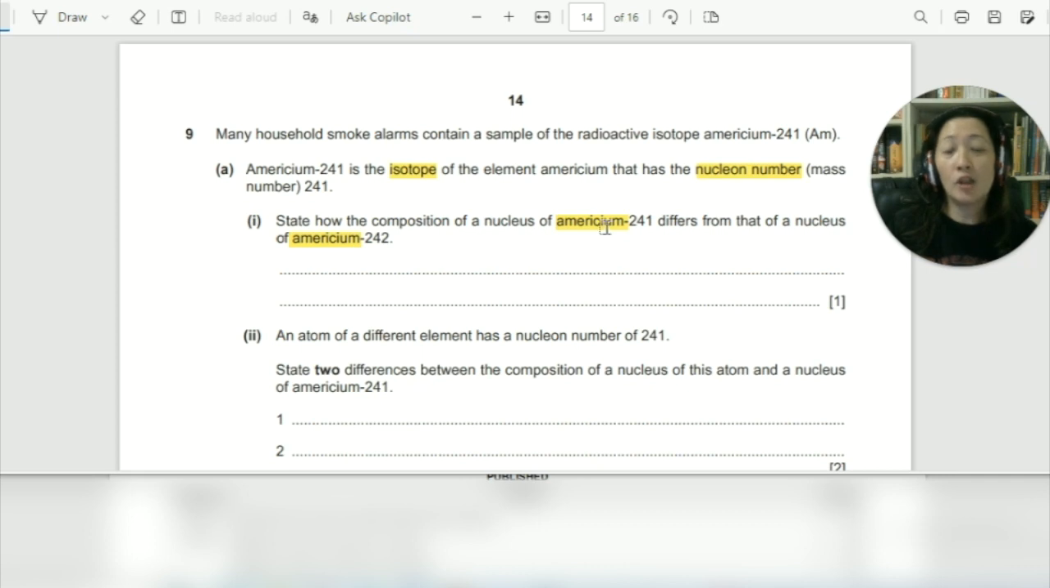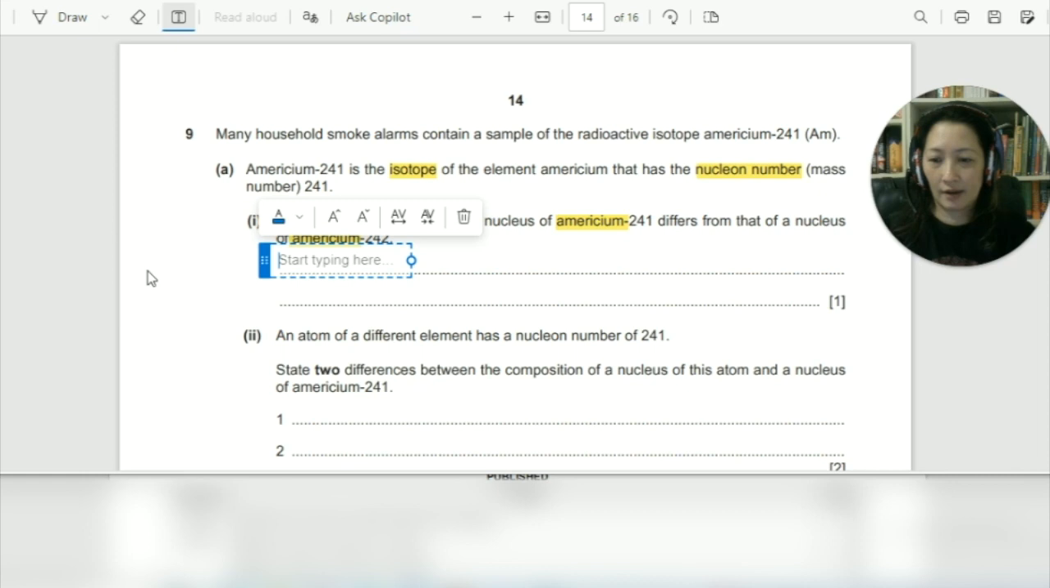When writing the answer, don't write that both have different number of nucleons, because that's not what the question is asking. Obviously, they have different number of nucleons as already given in the question. The question wants us to talk about the composition of the nucleus. So what's in the nucleus? Protons and neutrons. Don't talk about protons because they're the same. So let's talk about the number of neutrons. So that's what we're going to write in the answer.